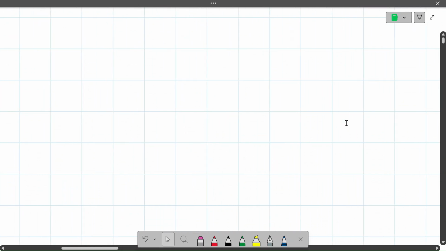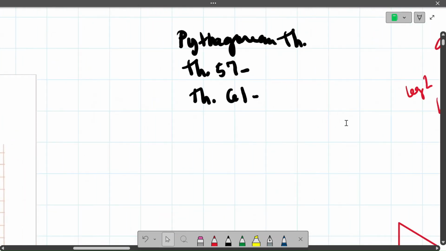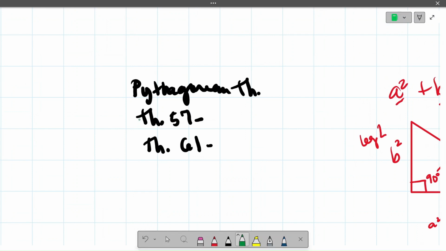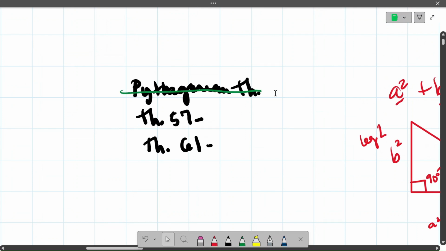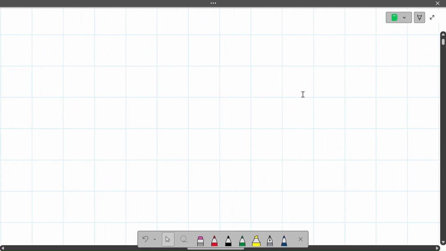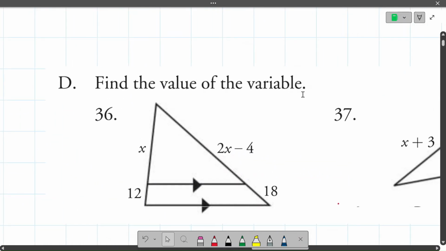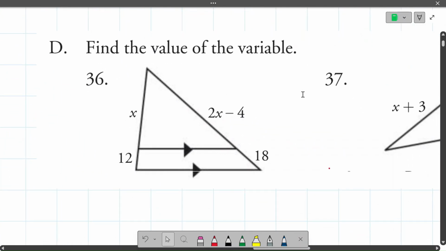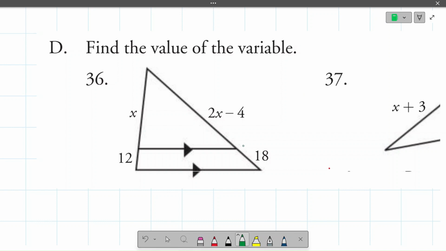Now let's head on to Theorem 57. This is about the basic proportionality theorem. So we are going to use problems 36 and 37.